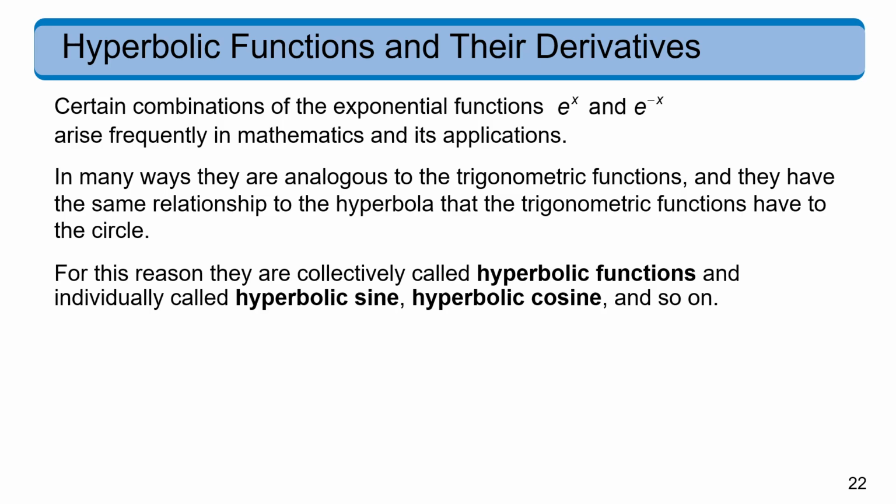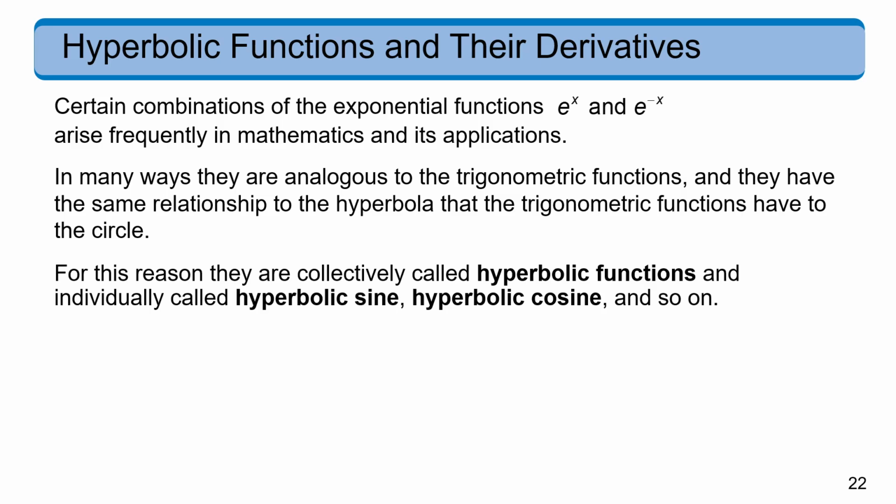So it turns out there are certain combinations of the two exponential functions here, e to the x and e to the negative x. And by combinations, we mean like constant multiples, sums, and so on. We'll see these formulas on the next slide. But these particular combinations appear frequently in math and especially in applied math. And these combinations have a lot of analogies to the trig functions, even though they're not defined using trig functions, they're defined with exponential functions.